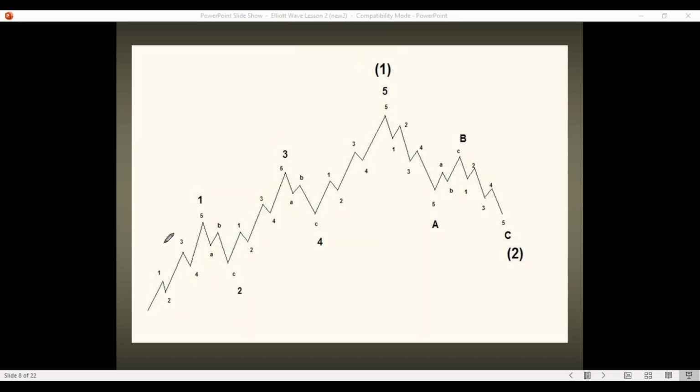But remember I told you about the stair step. I said stocks will tend to alternate between impulsive and corrective moves. Impulsive is when it's moving sharply in the direction. Corrective is more choppy, more sideways. And we see that here. This is impulsive. This is corrective. This is impulsive. This is corrective.